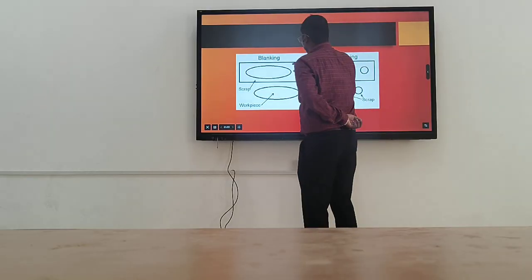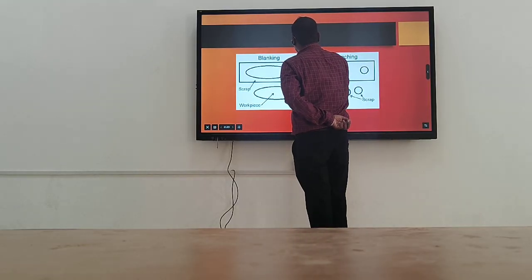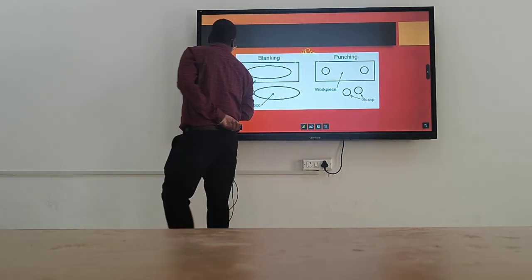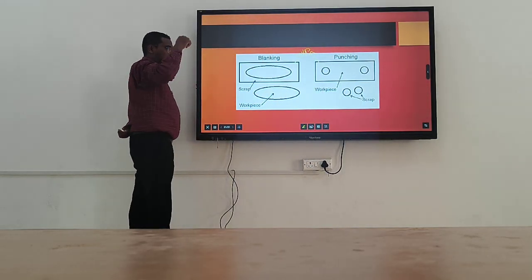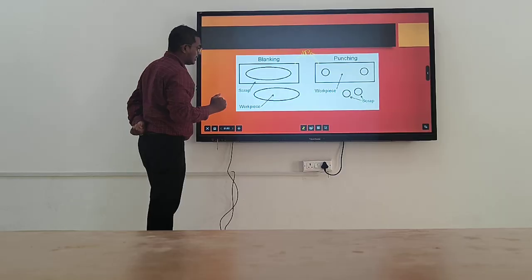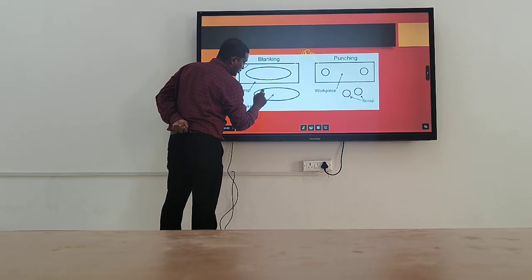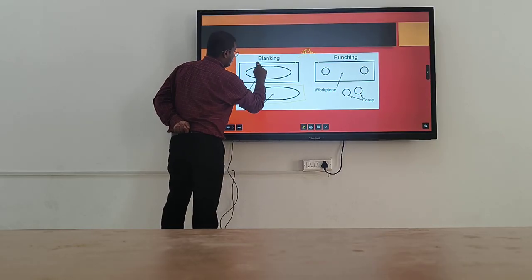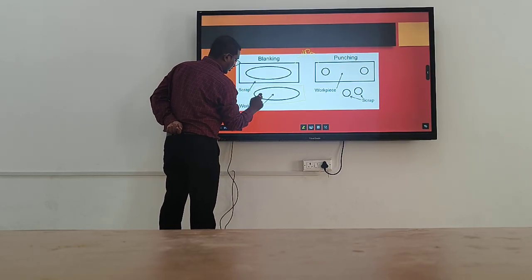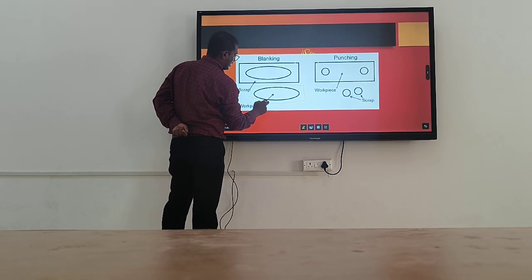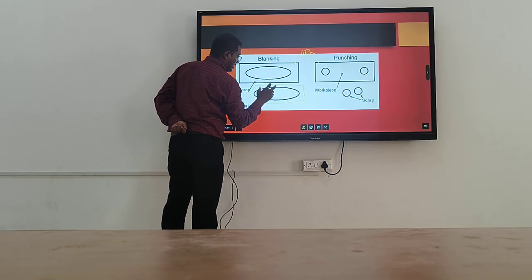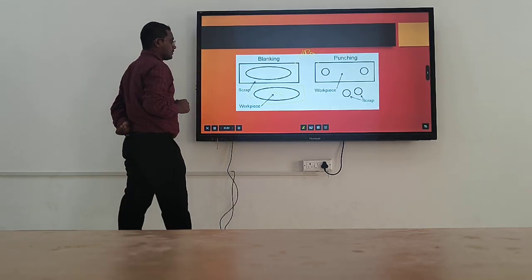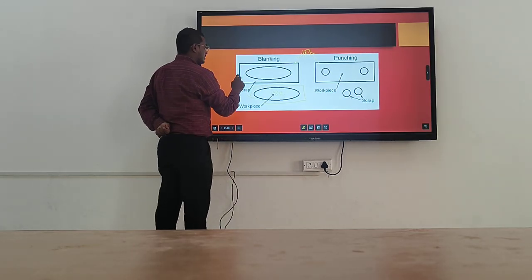Here is the workpiece. This one is the workpiece and this one is the workpiece. And the blanking process, when we press the material, whatever shape goes out, this shape is going out from the sheet. All the blanking. Okay, this one is whatever product we use. This is the used product. Okay, and this one is the scrap.